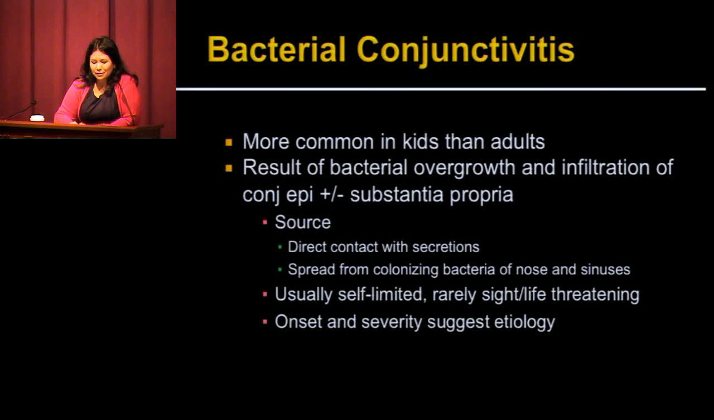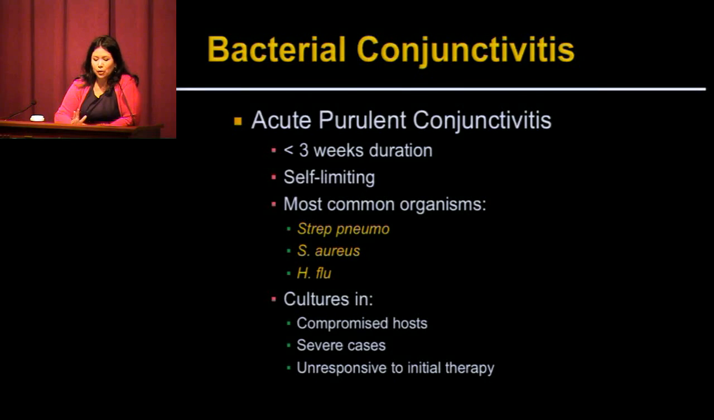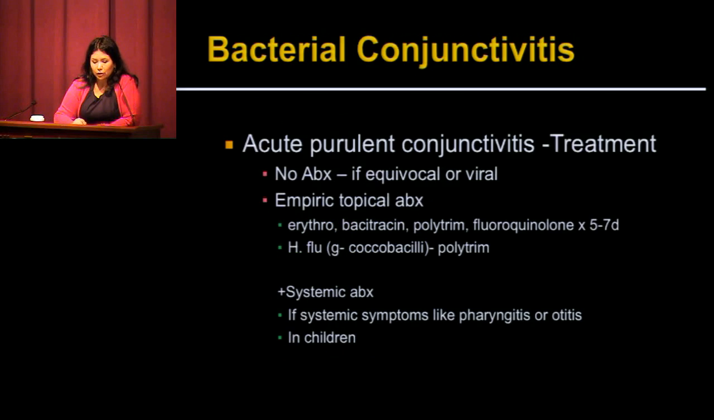And usually the onset and severity suggests the etiology. So usually it's less than 3 weeks, right? They're complaining, hey, every week I have this discharge. It's yellow. And you got to think about the most common organisms, and it's strep pneumo, Staph aureus, and H. flu. You don't really need to culture these because you usually just treat them with some kind of antibiotic. But you want to culture people who are compromised hosts, so any HIV, any patients receiving chemo, in severe cases, and then obviously in cases that don't respond to any kind of antibiotic therapy.